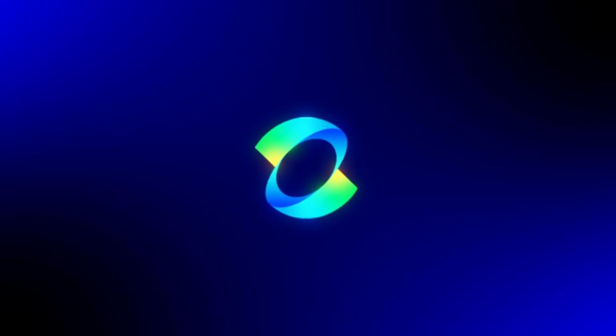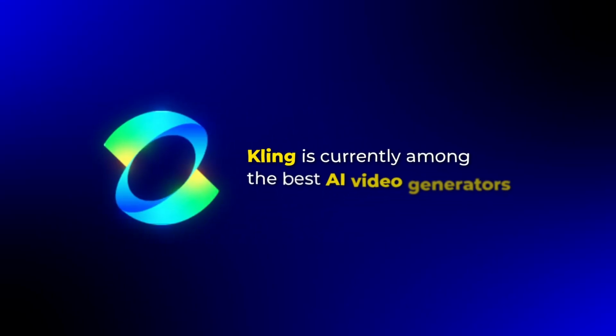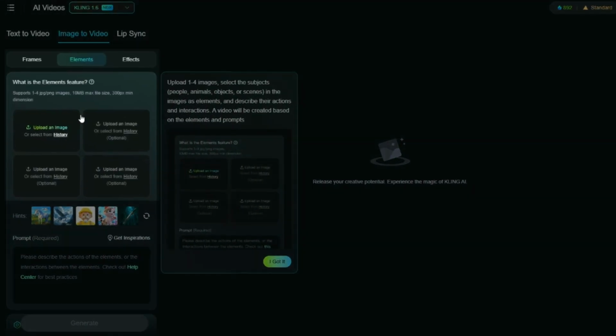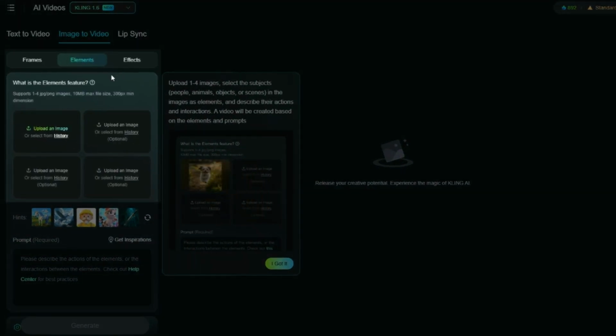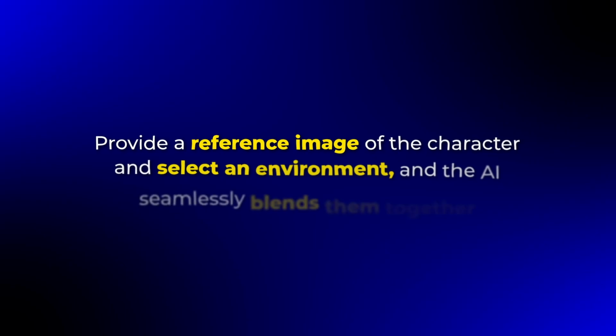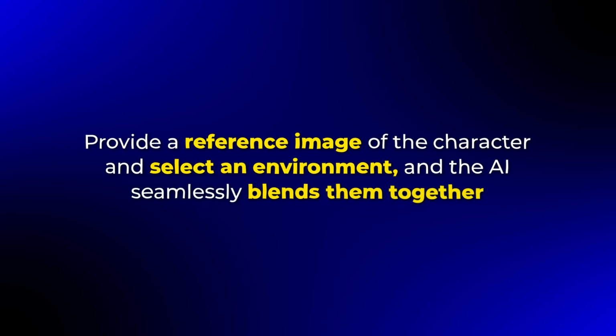We cannot deny that Kling is currently among the best AI video generators, and they've launched some incredible new features that make creating cinematic AI films easier than ever. One standout is the new Elements feature, which allows us to place the same character in different scenes. All we have to do is provide a reference image of the character, and the tool seamlessly blends them together.